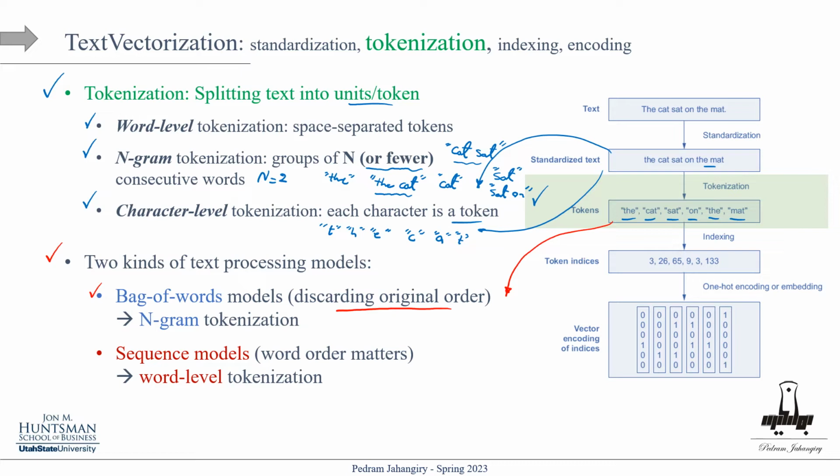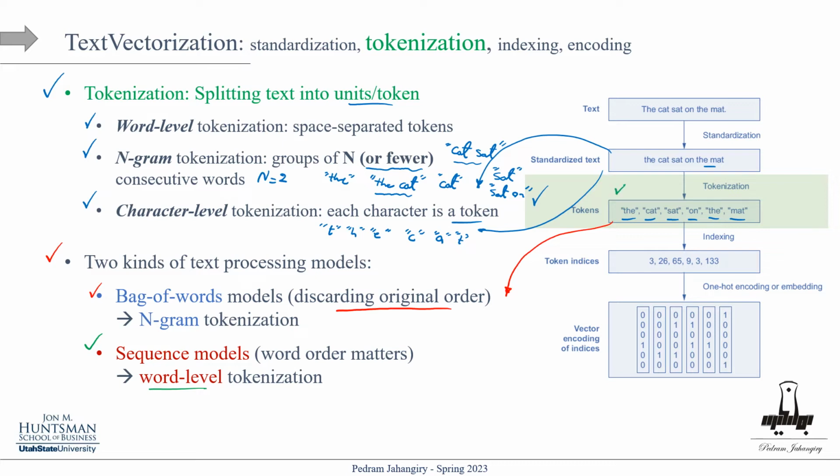On the other hand, we can have sequence models. In sequence models, of course, word order matters. So if you have tokens like the cat sat on the mat, they come in the same order, right? We usually do word level tokenization and we keep the order. The order must be preserved.